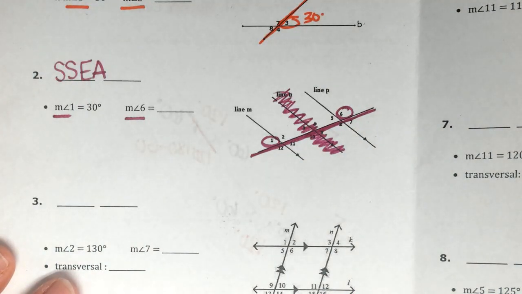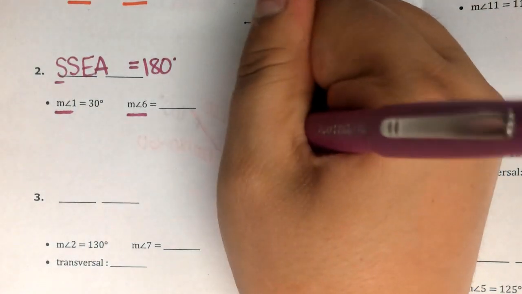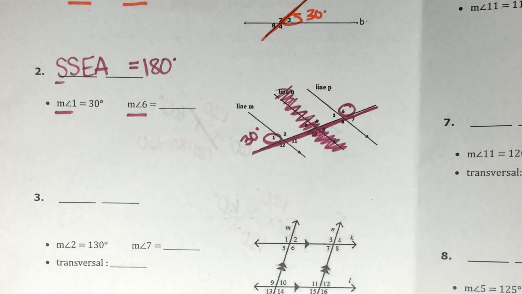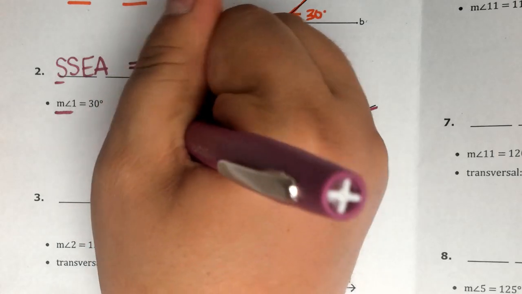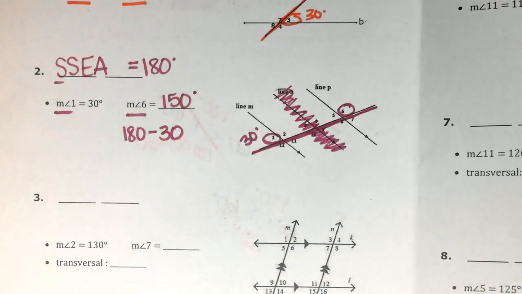Is SSEA congruent or supplementary? It starts with an S, so it's going to equal 180. If I know angle 1 is 30, how do I find angle 6? You subtract. 180 minus 30 is 150 degrees. You are either writing the same number or subtracting from 180. Write it down.